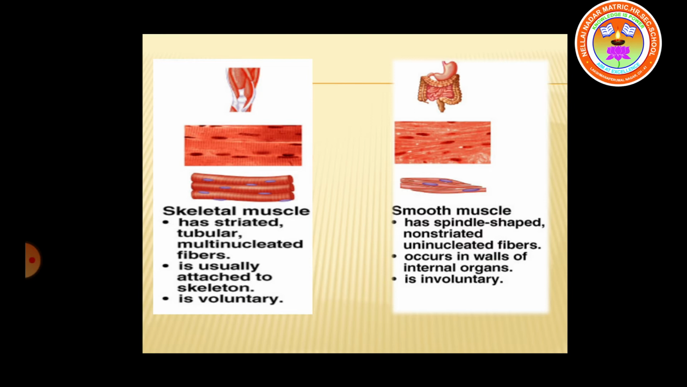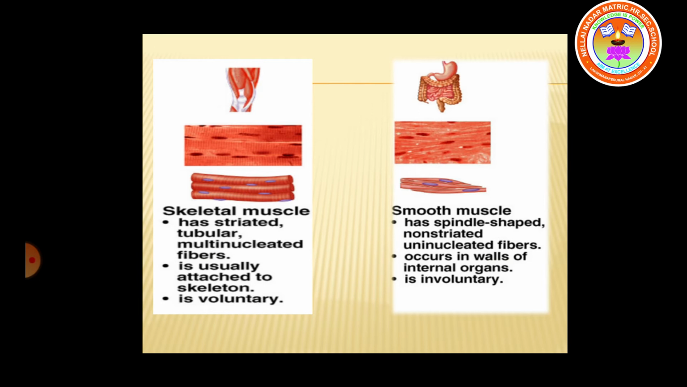What is the meaning of voluntary and involuntary? The muscles which are found in the hands and legs are voluntary. That means they are under your control. If you want, you can move the muscles. You can move your hand by pulling the muscles or by using those muscles. The voluntary muscles are used for walking, running, etc.